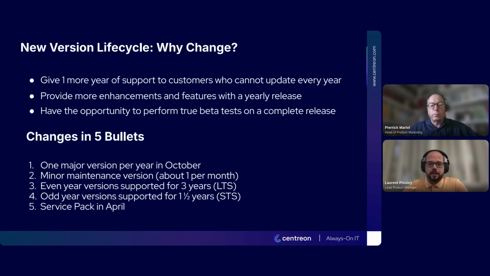So with this new release in October, we will deliver only one version per year now. Of course, we will deliver a minor version every month for all supported Centreon versions. Even year versions will be supported for 3 years, long-term support. And for the odd year versions, there will be support for 18 months, so it's a short-term version. And in April, we will release a service pack to indicate that everything is okay. You can now migrate to this version.